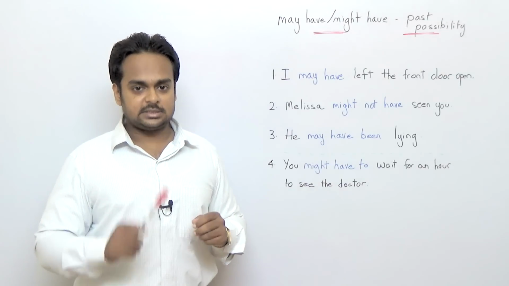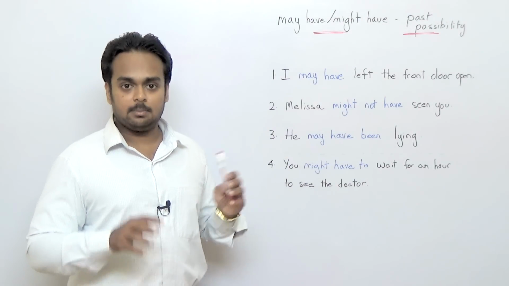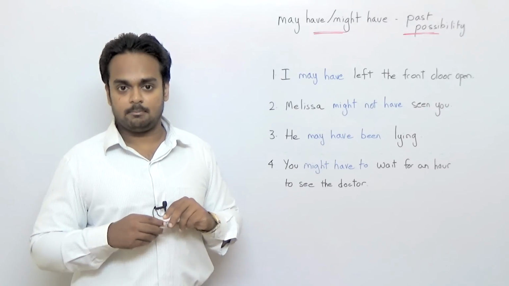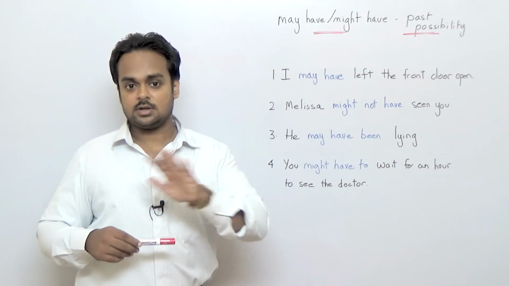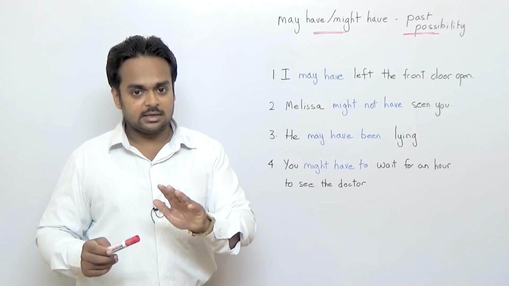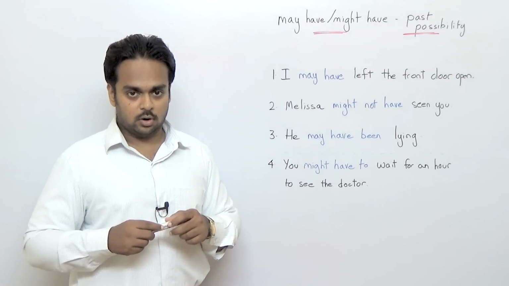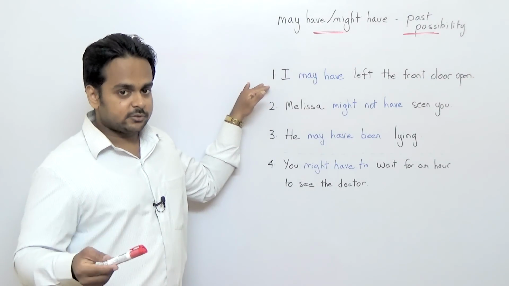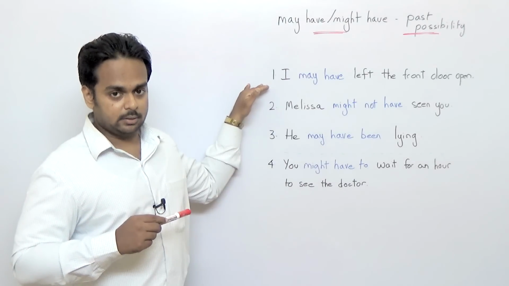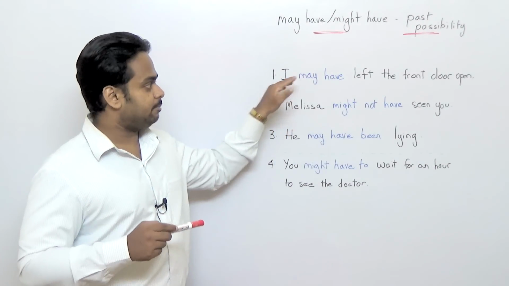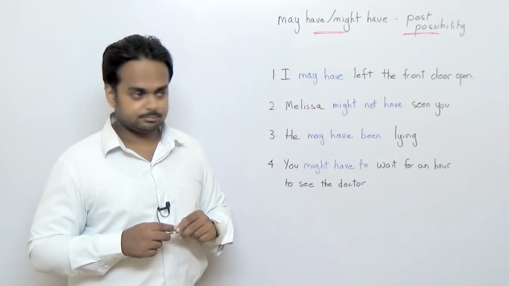Meaning, I'm guessing about the past. I'm not sure. My front door might be locked, or it might not be locked. But I'm guessing that I did not lock the front door. So I may have left the front door open. Of course, you can also say I might have left the front door open.